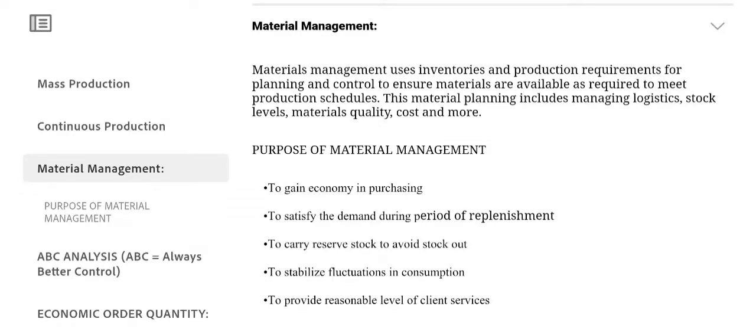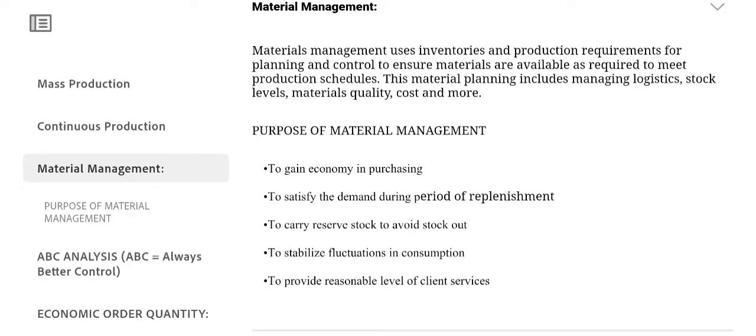After that, to satisfy the demand during the period of replenishment, means you have to maintain the quality of the material even in the peak timings. After that, to carry reserve stock to avoid stock out, means in material management we have to make a very good stock. If we have any urgent things, we cannot run out of stock, so we have to maintain the stock at a higher level.